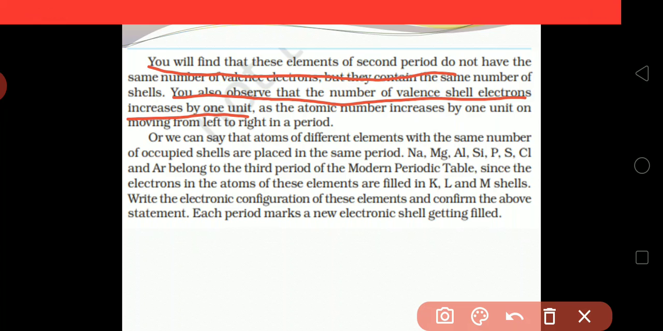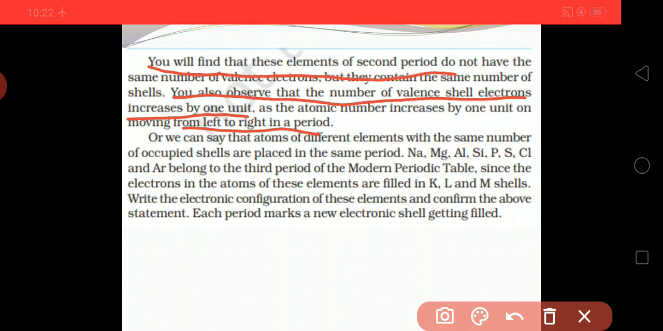So the atomic number will increase by 1 unit from where? If we move from left to right in a period. In a period you can see that if we move from left to right, its atomic number will increase. Once again I am repeating.